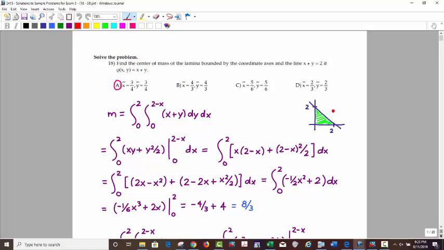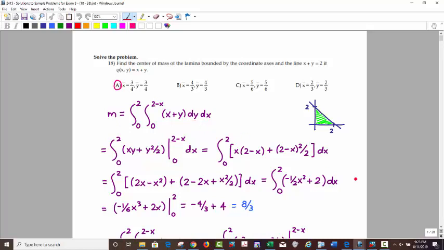So let's look at the region here. There's the line x plus y equals 2. I think whether you go dy dx or dx dy doesn't really matter too much. It's just a little inner triangle here bounded by the x and y axes. So I chose dy dx. That means I would be going from a y of 0 to the line, which is 2 minus x, and then left to right on the x-axis from 0 to 2. And then we just integrate x plus y dy dx.